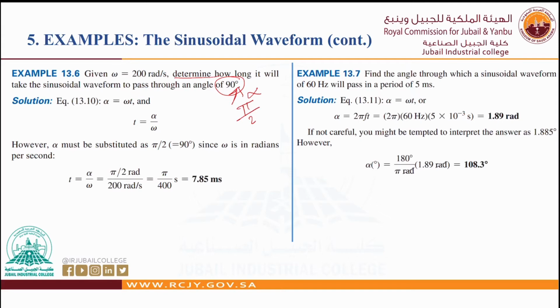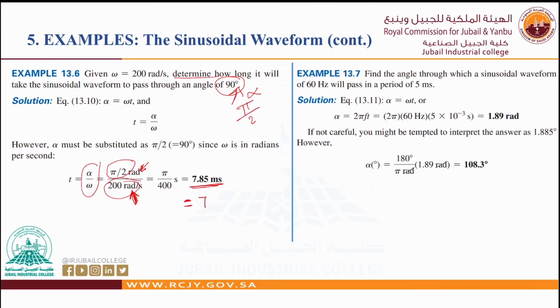Okay, so T is equal to alpha over omega. Alpha is π over 2, as I said, and omega is 200 radians per second. Guys, here you should have radians, and here you should have radians. We cannot just put degrees over radians, the answer will be wrong. So it is π over 400, which is equal to 7.85 milliseconds.